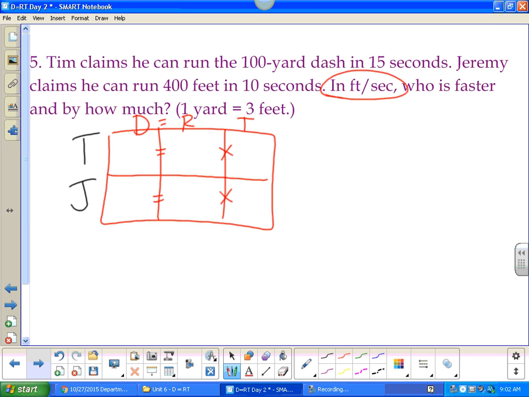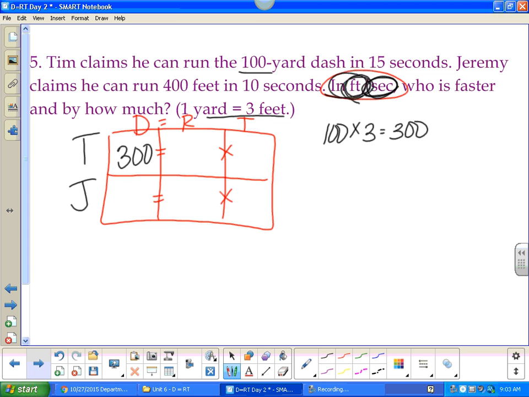Tim claims he can run the 100-yard dash in 15 seconds. Okay, well, I don't want yards, I want feet. So 1 yard is 3 feet, and I'm going 100 yards. So 100 yards, and each yard is 3 feet. So he's going 300 feet for his distance. And he goes there in 15 seconds.